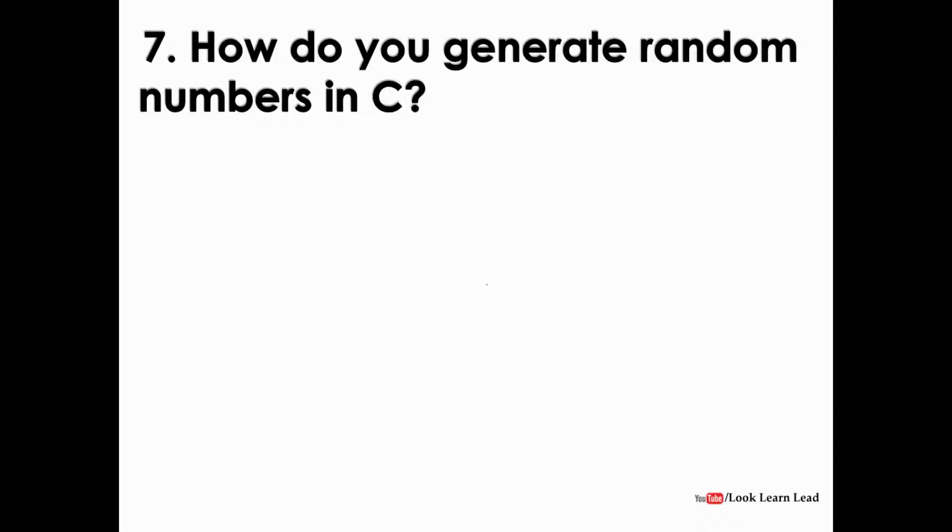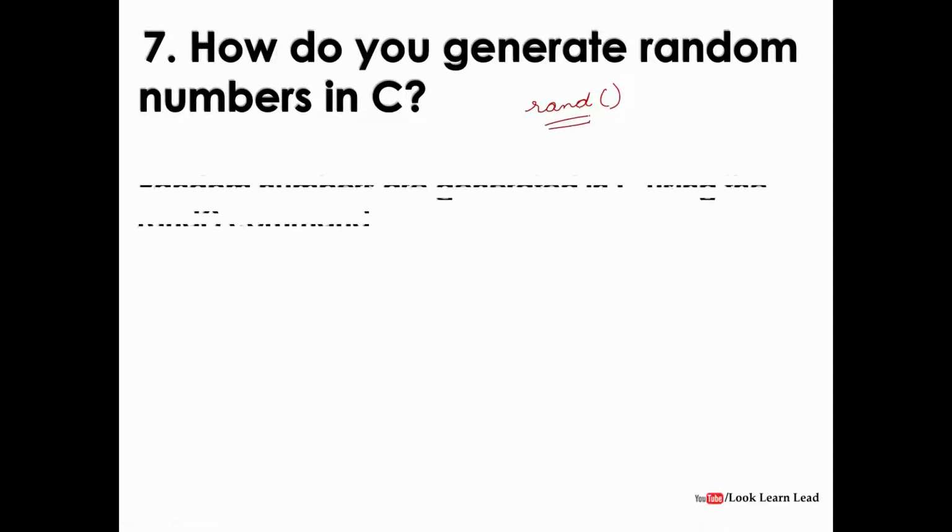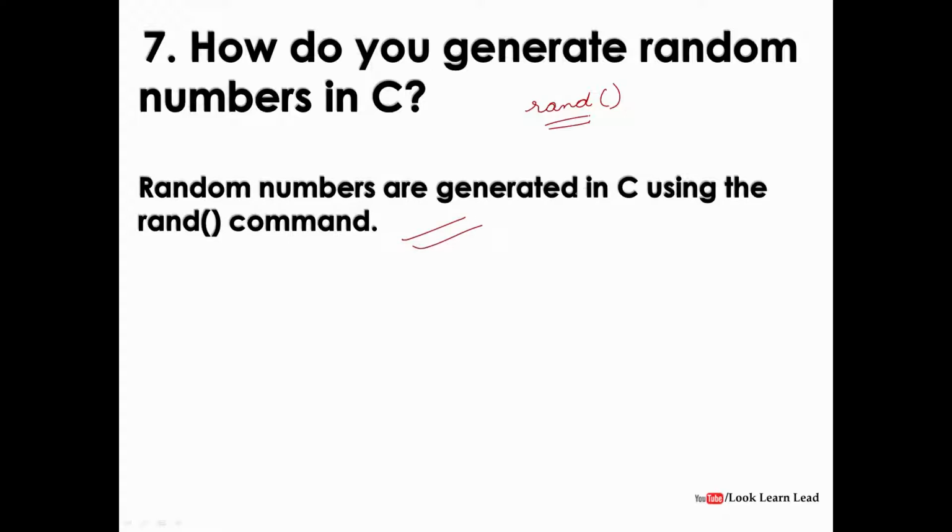How do you generate random numbers in C? It is very easy. We have a function, the rand function. By using this function, you can generate any random number greater than 0. You have to remember this.